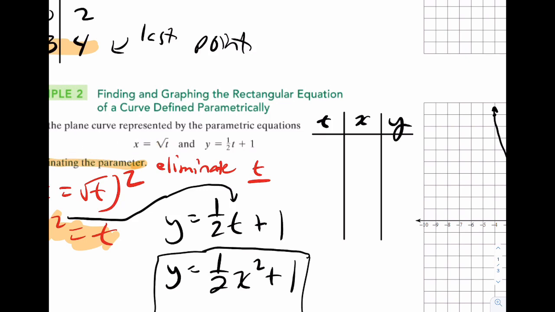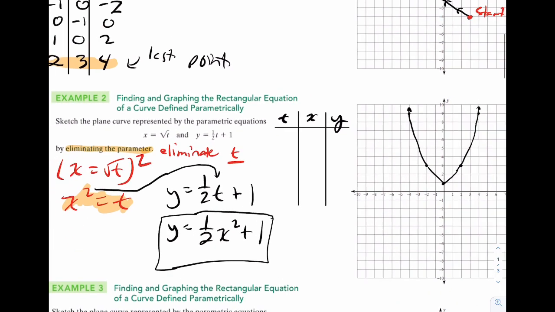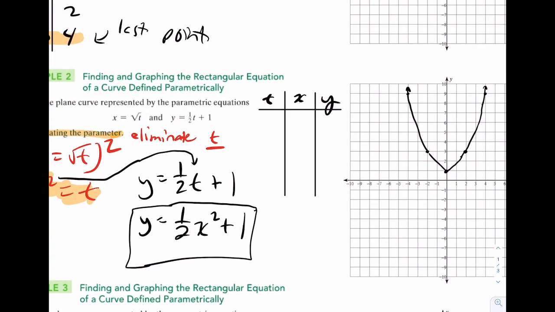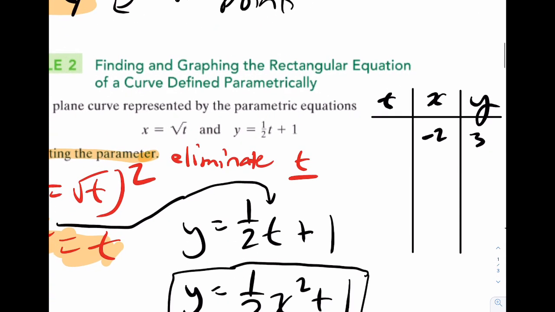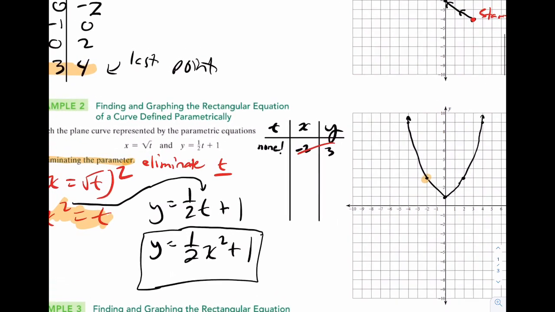It says x is the root of t, right there. So for example, let's say I wanted to get this point right here, -2, 3. What value of t can I plug in to this right here to create -2 for x? This is impossible. There is no value here, which means these values don't exist on your graph. So I actually need to get rid of this whole left side. This graph isn't here on the left.